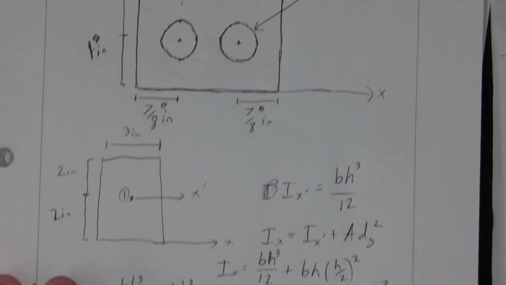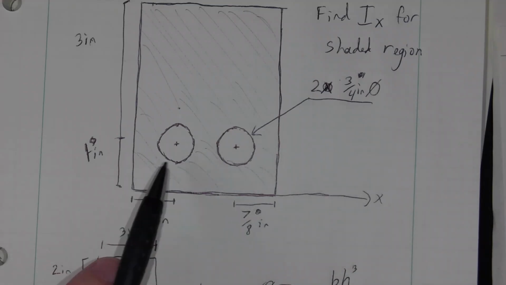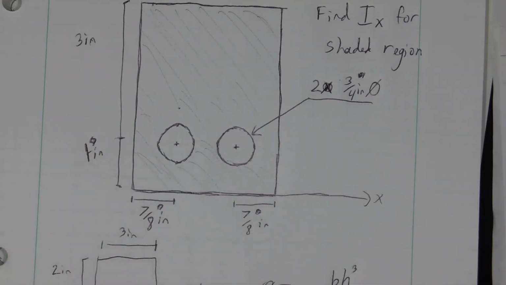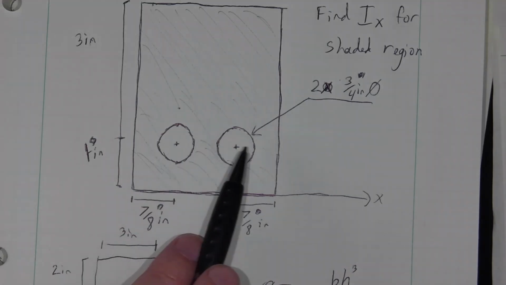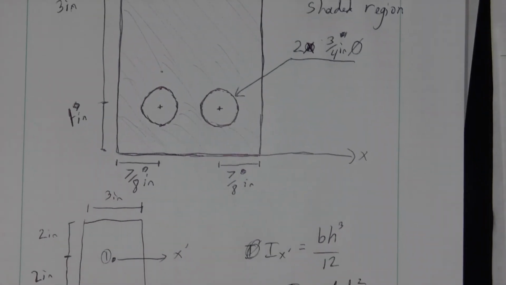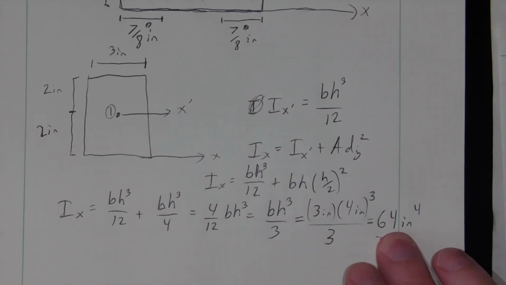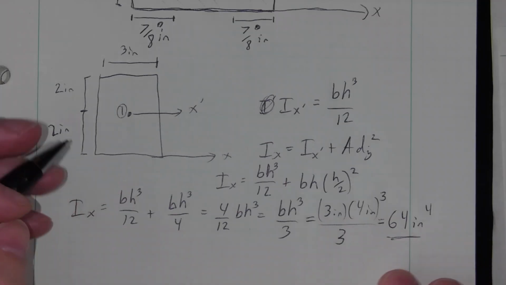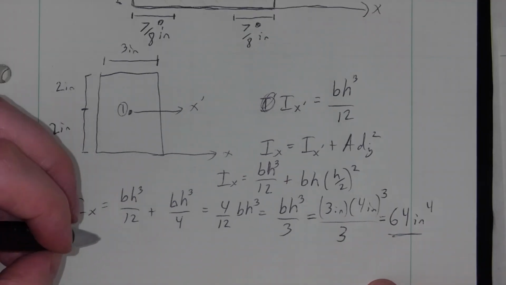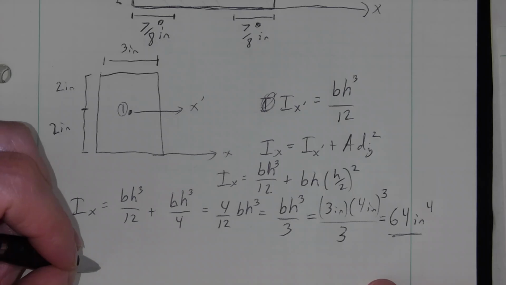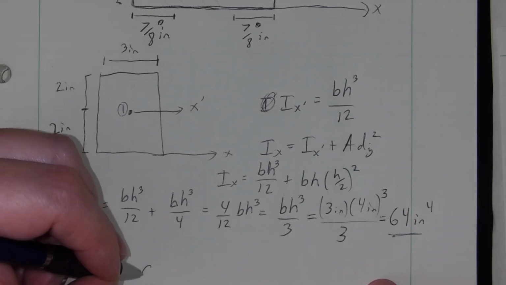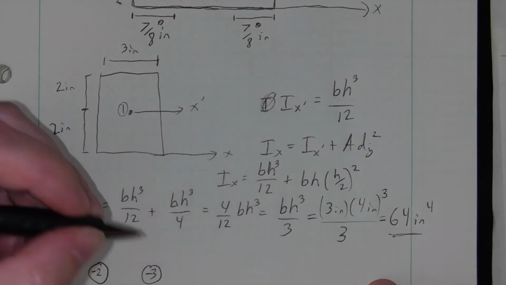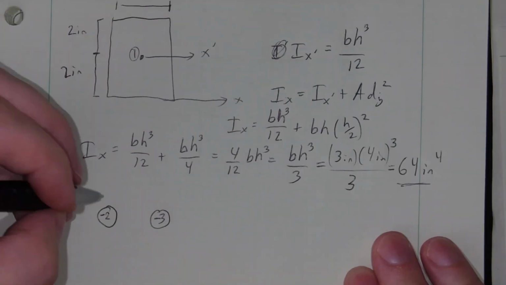Let's find it for these 2 circular holes. And again, that's for the shaded region. So I found the overall region. I need to find the moment of inertia for these 2 holes, and I'll subtract it from the moment of inertia if the whole thing was just a solid rectangle. So let's do that. Moment of inertia for shape number 2, which is negative, and shape number 3, which is also negative because these are holes.